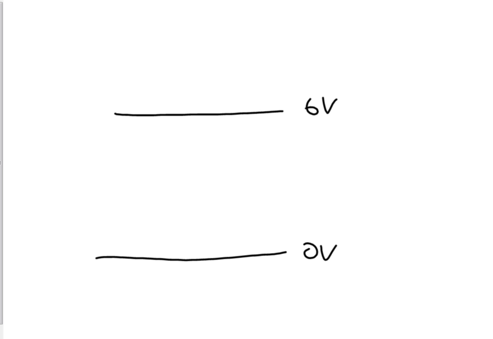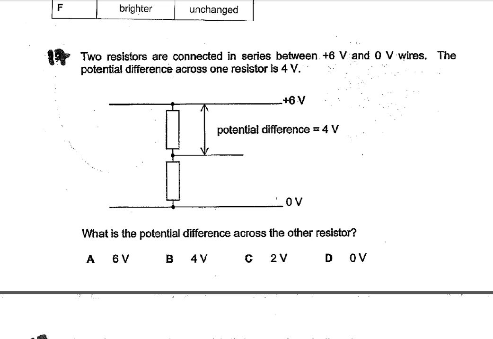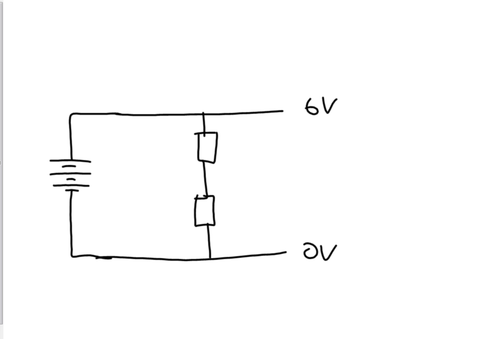What do you need in order to create a potential difference? You need some cells. So the thing they haven't drawn is whatever is producing that potential difference. I've drawn it in now for you. Now we know that there's two resistors in series like this, and one of them I believe had 4 volts across it. Yep, so there's 4 volts across the top one here.